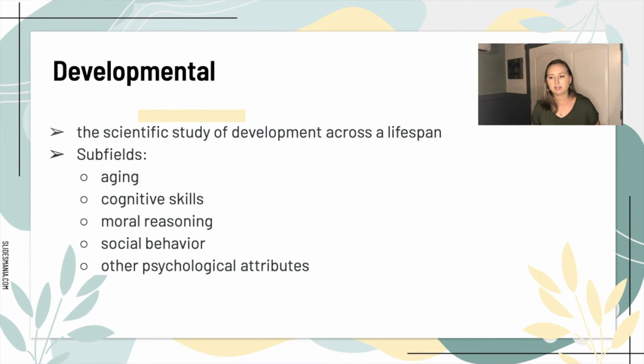Within developmental psychology, we're looking at the scientific study of development across a lifespan. So the subfields here could deal with aging, cognitive skills, especially the difference in cognitive skills in young children versus aged adults, moral reasoning, social behavior, and other psychological attributes.